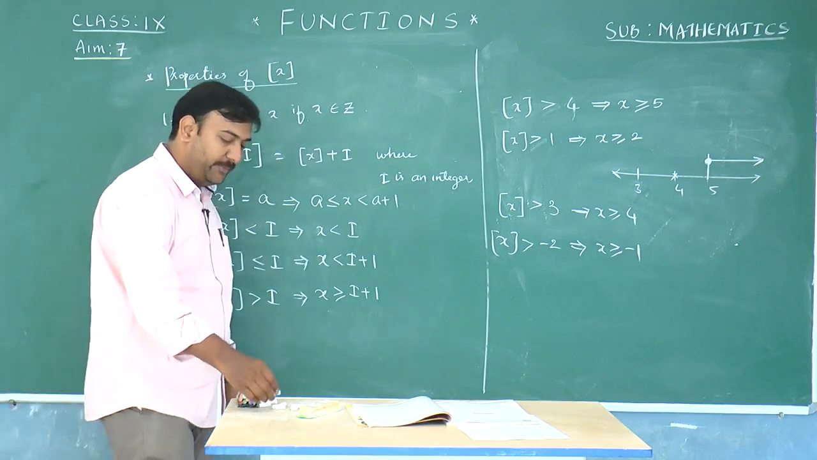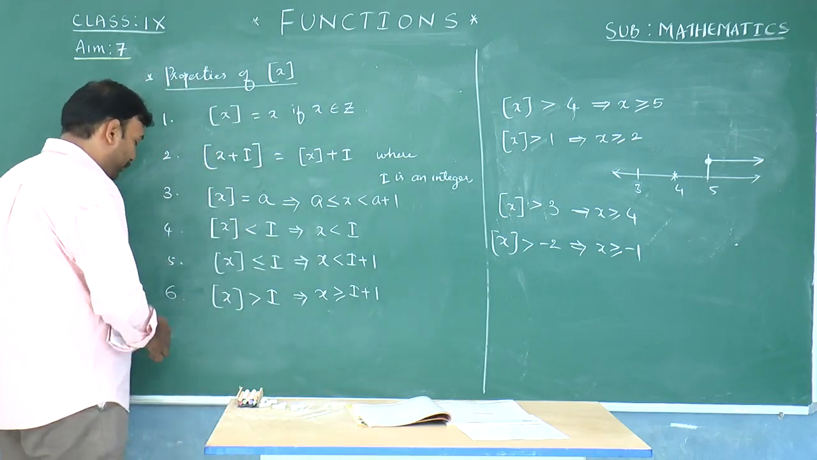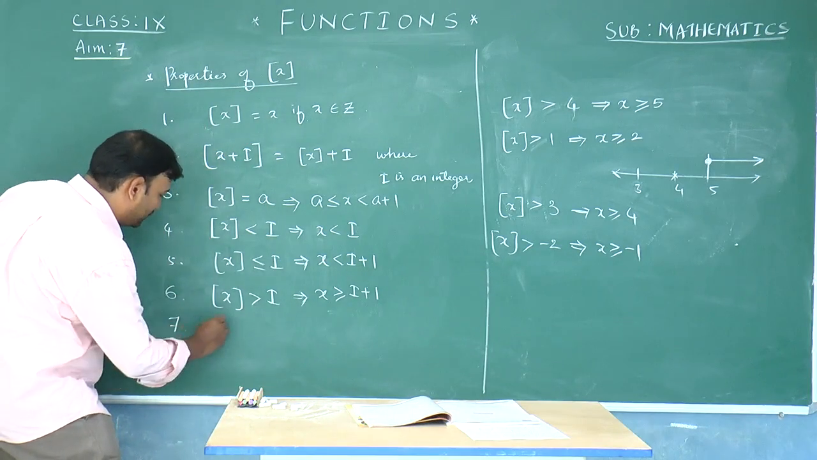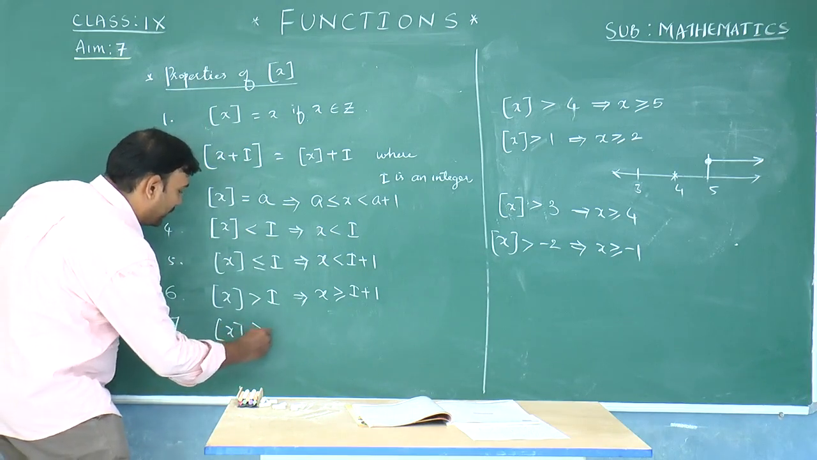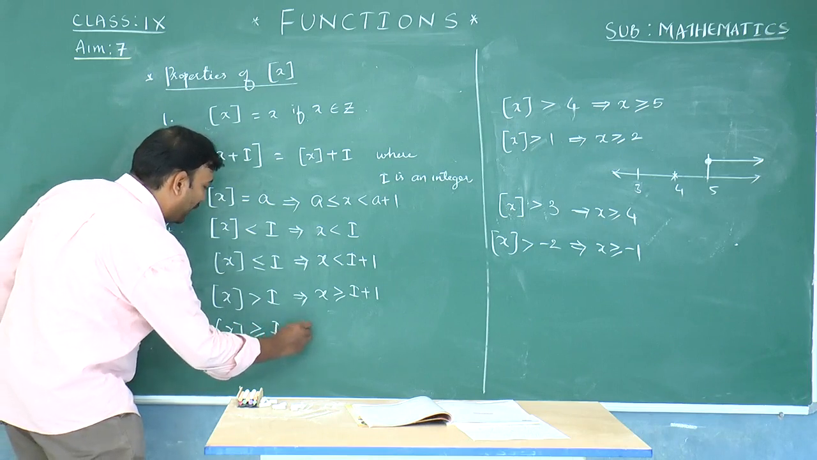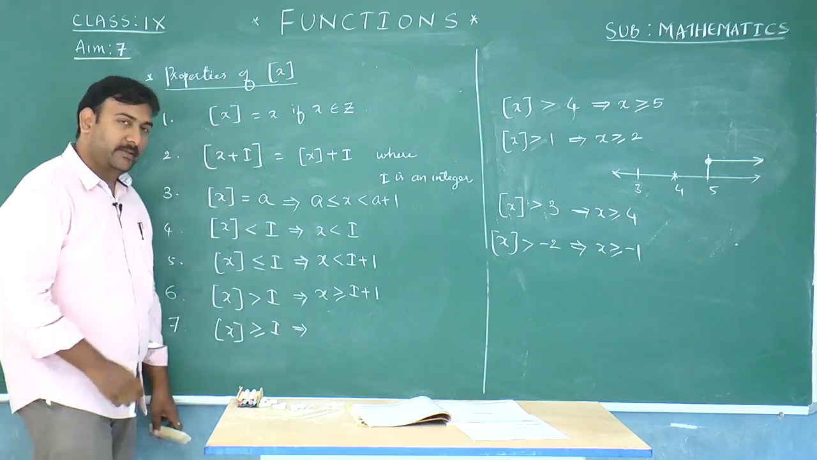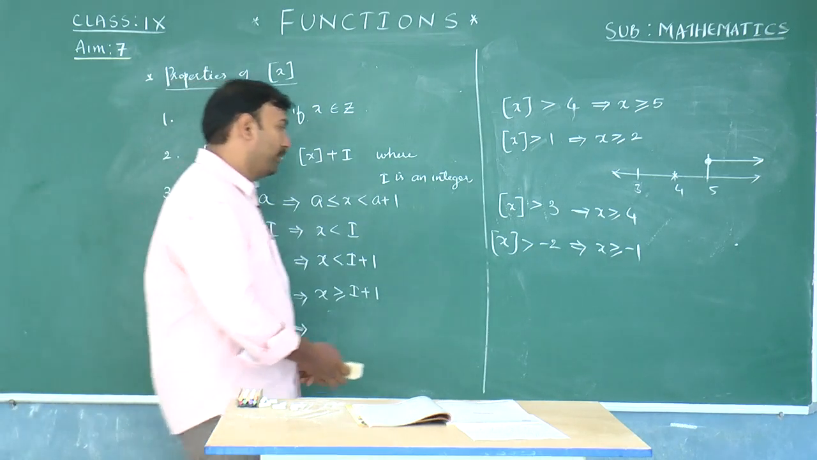So these were the important properties, and we have got one more important property, which is going to be the seventh one: step x greater than or equal to I. What happens in the case if I get step x greater than or equal to I? Let me go with some example again.